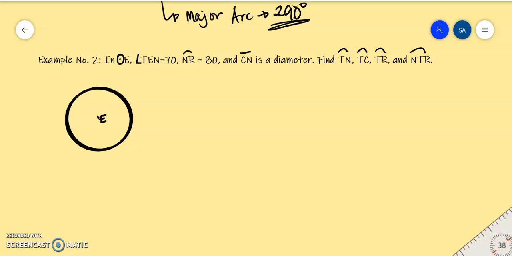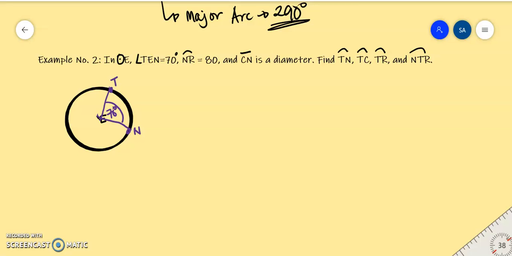Angle TEN is equivalent to 70 degrees. So let's draw angle TEN. So we have point T. Color that purple, point T, and then illustrate angle TEN. So angle TEN here measures 70 degrees.